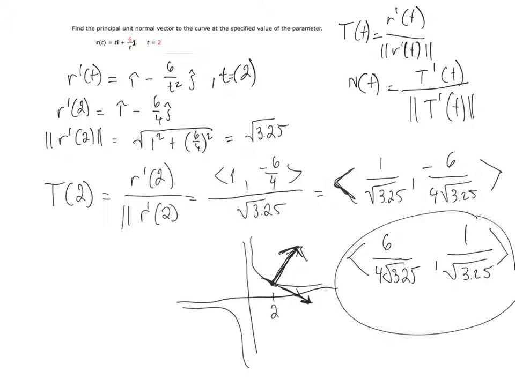As you can see here, it goes inward into the curve, and it's perpendicular to the tangent vector. So it goes to the right and it goes up, so it should be positive and positive.